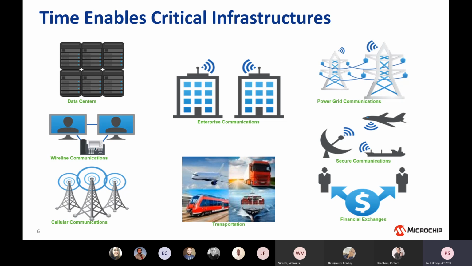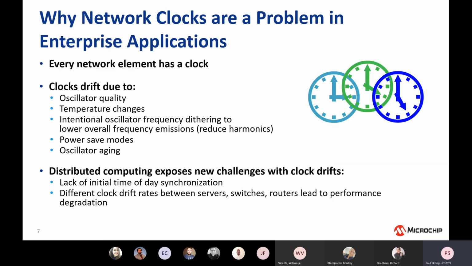So why, you might ask, is keeping an accurate time so important in all these different infrastructures? It has to do with the fact that all these infrastructures have servers and workstations and routers and the like, and they all have a clock. And the problem is clocks drift, okay? And they drift at different rates. And so it's a little like herding cats. They're just kind of all going at different speeds relative to one another.